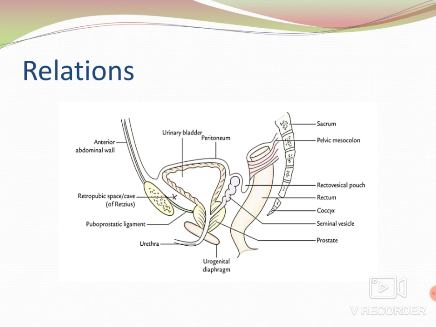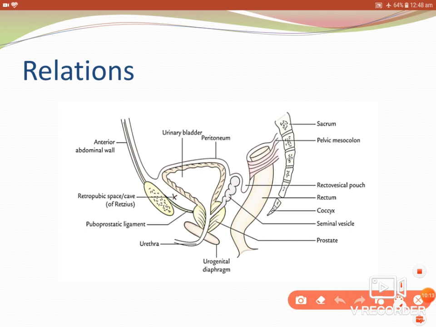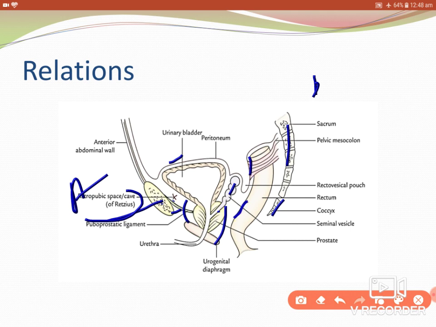Then here you can see the relations of the prostate. This is the sagittal view of the male pelvis: anterior, posterior, sacrum, coccyx, pubic symphysis, bladder. See, this is the seminal vesicle and the ejaculatory ducts. This is the prostate. Anteriorly it relates to the space behind the pubic symphysis, the retropubic space, or the space of Retzius. Posteriorly, this is the rectum, the ampulla of the rectum. Posteriorly it relates to the rectal ampulla.